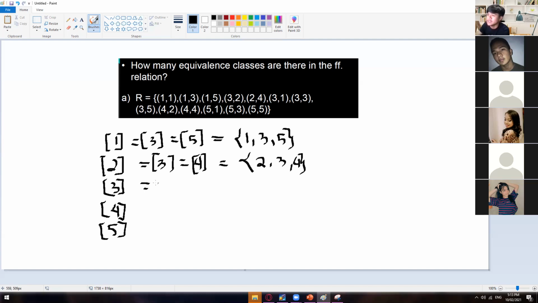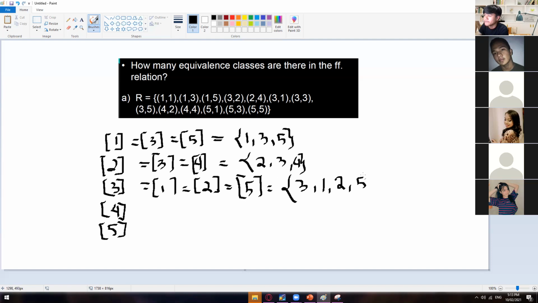So 3 is related with 1, and 3 is related with 2, and 3 is related with 5. Do we have 3, 4? We don't have. So this is again forming another class. So we have 1, 2, 3, 5. We'll just follow the arrangement: 3, 1, 2, and 5.